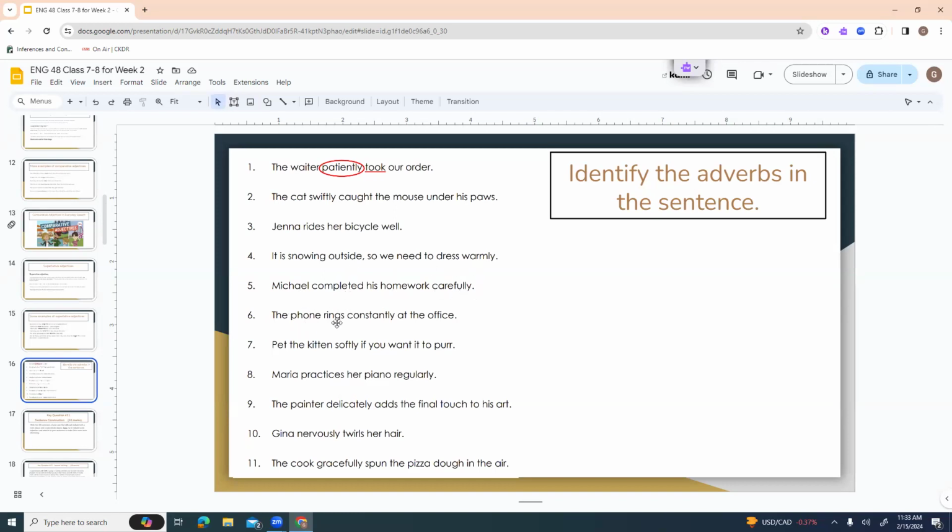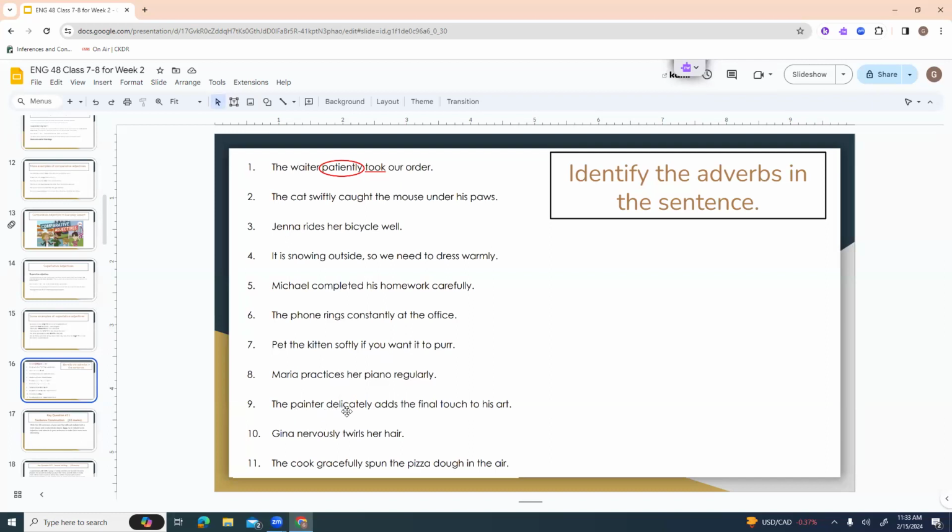The phone rings constantly at the office. Constantly is describing the ringing. Pet the kitten softly if you want it to purr. Softly is describing how you're going to pet. Maria practices her piano regularly. Regularly is describing how they're practicing.